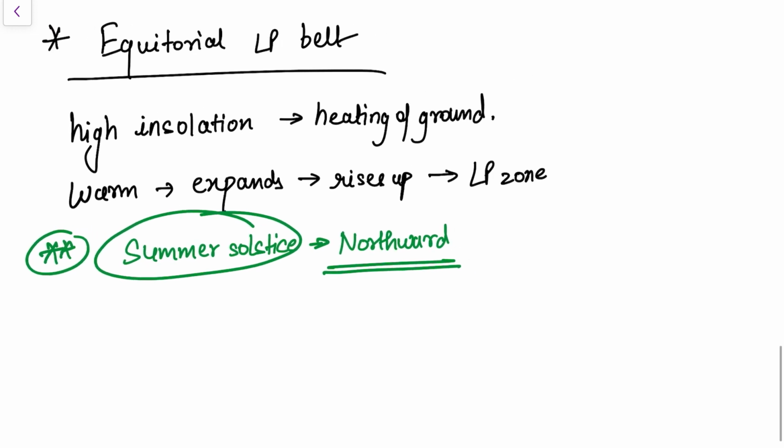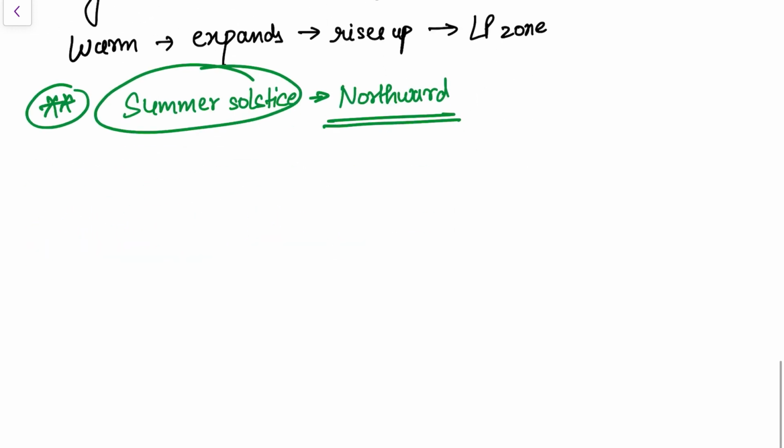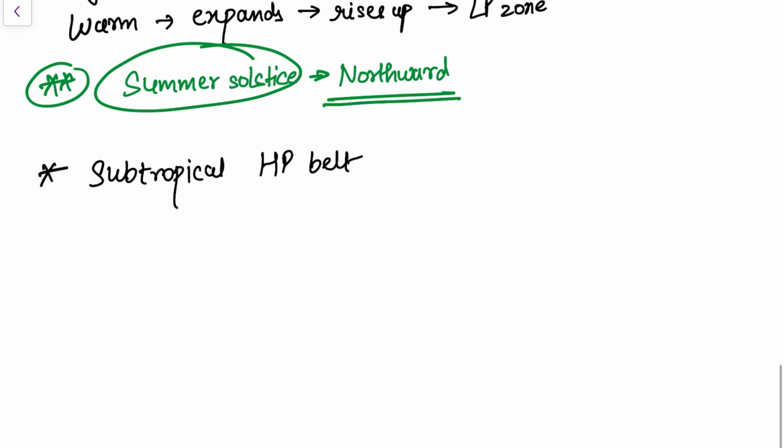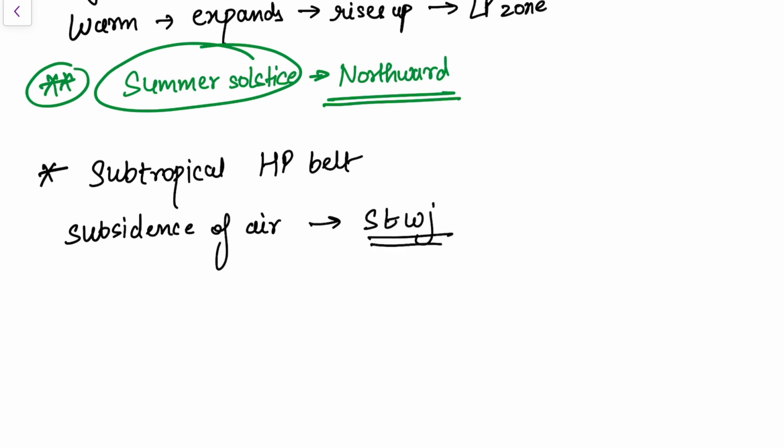Just to brief it, we will be writing about the subtropical high pressure belt. It is also dynamic in origin. It develops due to the subsidence of air under the influence of the subtropical westerly jet stream, which is formed by the rotation of earth. I'm writing this in shortcut.